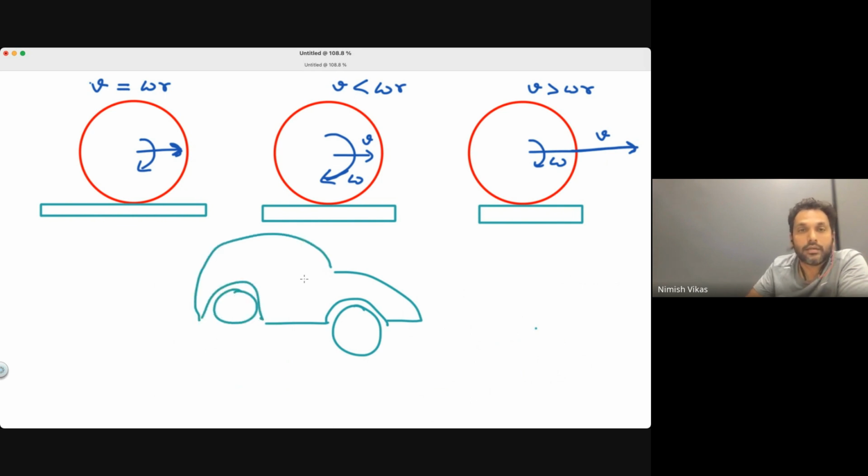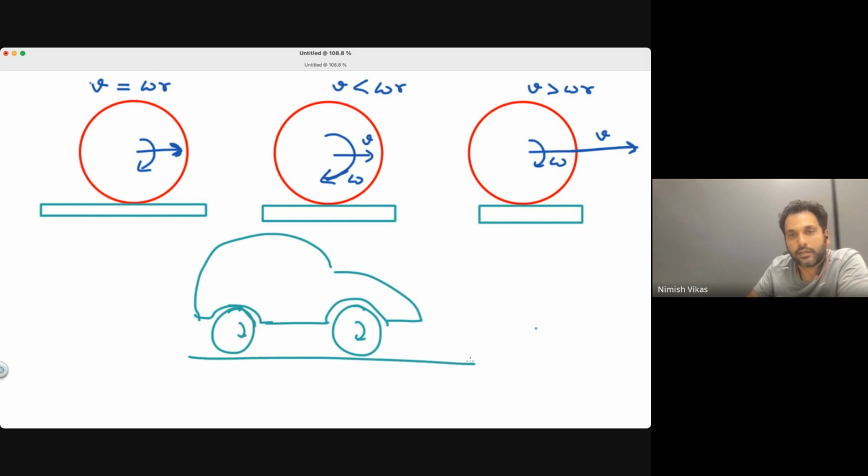This is a car. Such a rubbish car. It's a two-wheel drive car. The wheels are going like this. Where is the friction acting? If it is going forward, friction acts forward on the driver wheel. Generally, the front wheels are the ones connected to the engine.